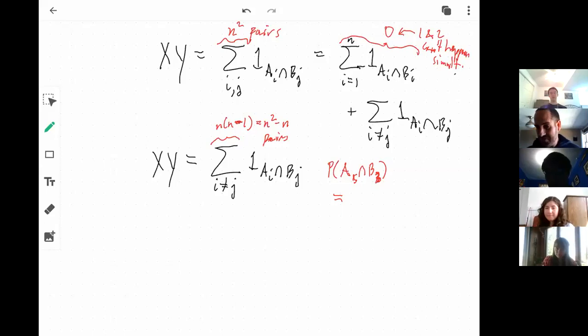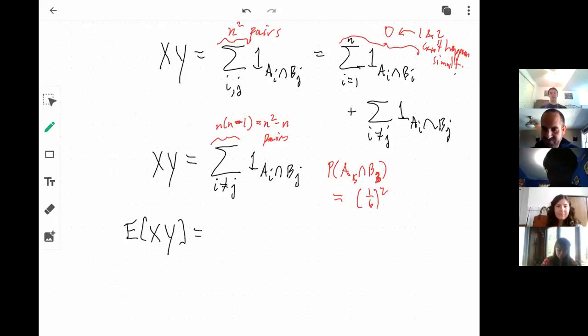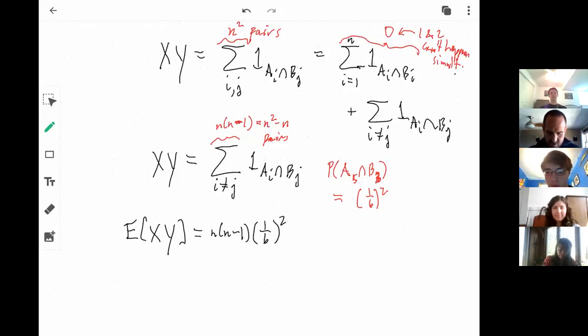One-sixth times 1/6. So let me just say it's 1/6 squared. Therefore, do you see that we're going to be able to fairly easily compute the expected value of this product? And they're all going to be the same probability of occurring. So I just have n times n minus 1. And then I have this probability here, which is 1/6 squared. That's kind of interesting.